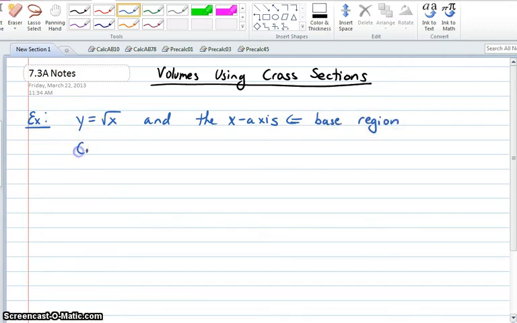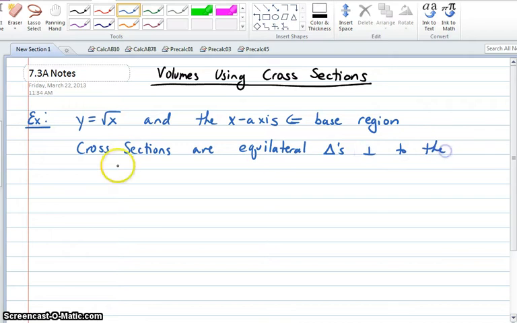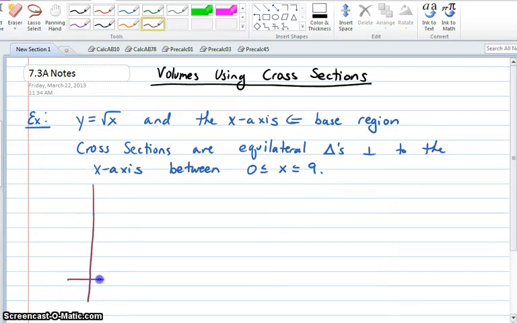And then also the cross sections are equilateral triangles, perpendicular to the x-axis, between the values 0 and 9 for x. Okay, so the first thing you want to do, as usual, is look at a graph of this. So let's take a look at a quick sketch.